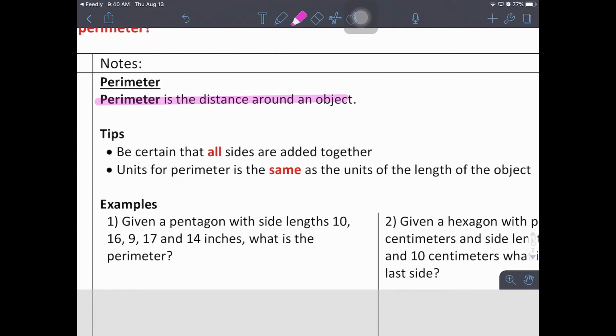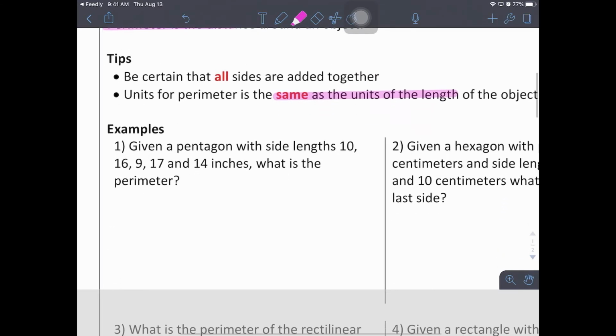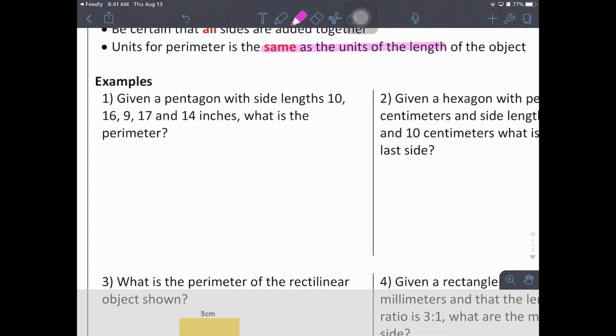So you need to make sure you're familiar with what shape you're dealing with, and then the units for perimeter are the same as the units of length of the object. So if the length of sides is in inches, then the perimeter is in inches, so on and so forth. So let's take a look at this first example. Given a pentagon, the side lengths 10, 16, 9, 17, 14, what is the perimeter?